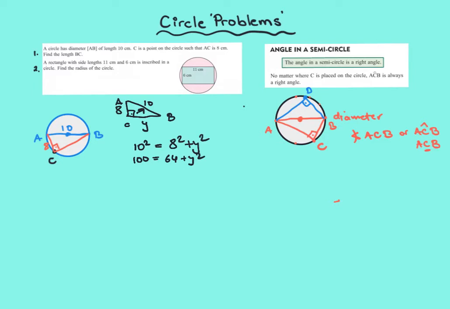So from here, we can move everything to the other side. So we're going to move 64 to this side, and then we're going to end up with y to the power of 2 is equal to 36. And as y is bigger than 0, we're dealing with length, we can say that y is equal 6.